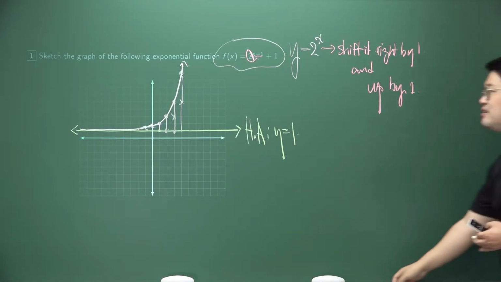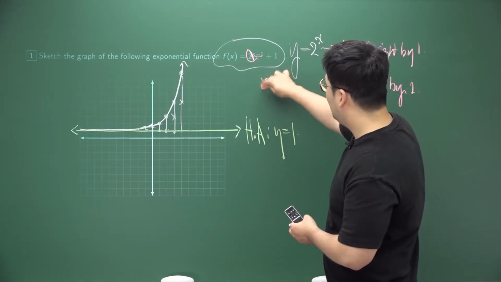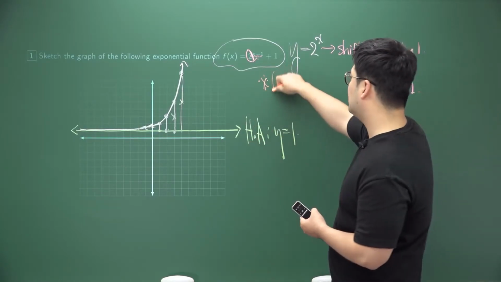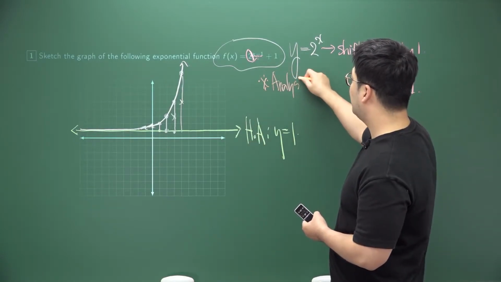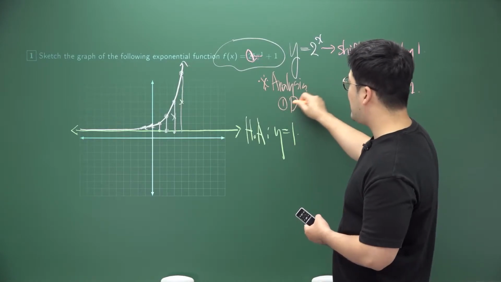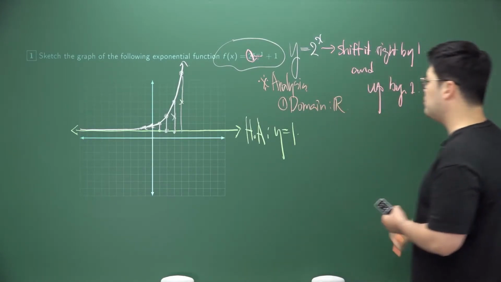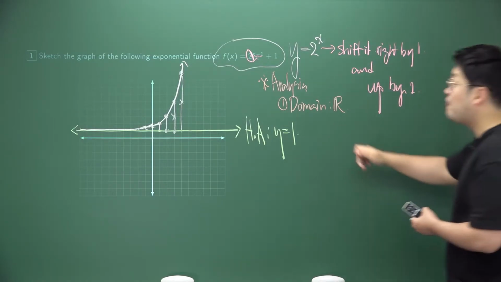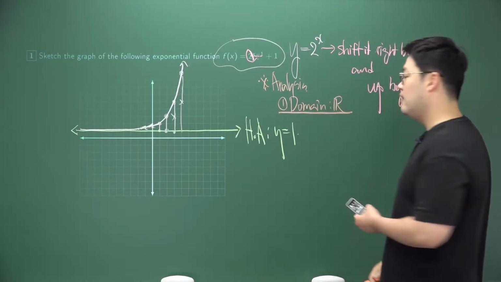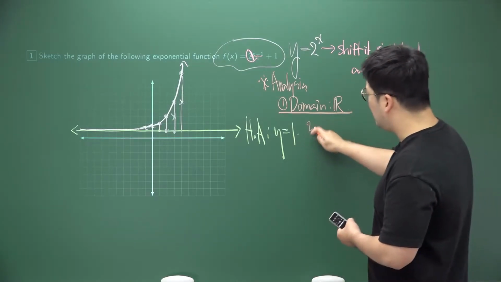Can we analyze this graph? Of course we can. What is a basic analysis of this graph? Number 1, we have a domain. The domain is going to be the set of all real numbers. Who cares about the domain for an exponential function? It takes in everything, right? But the range is going to be a little bit different.